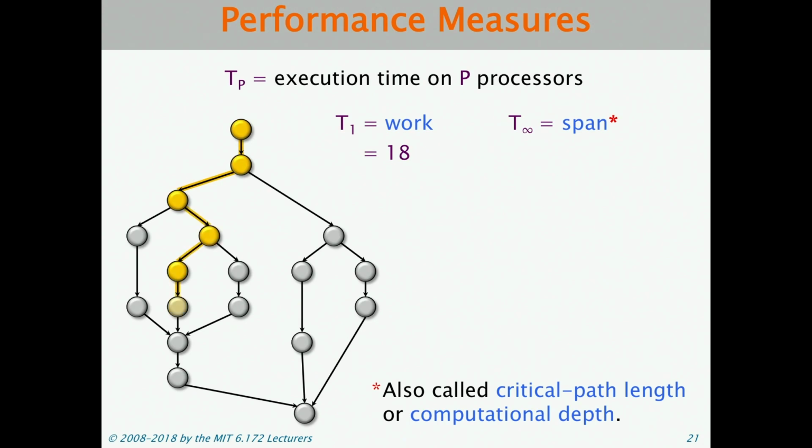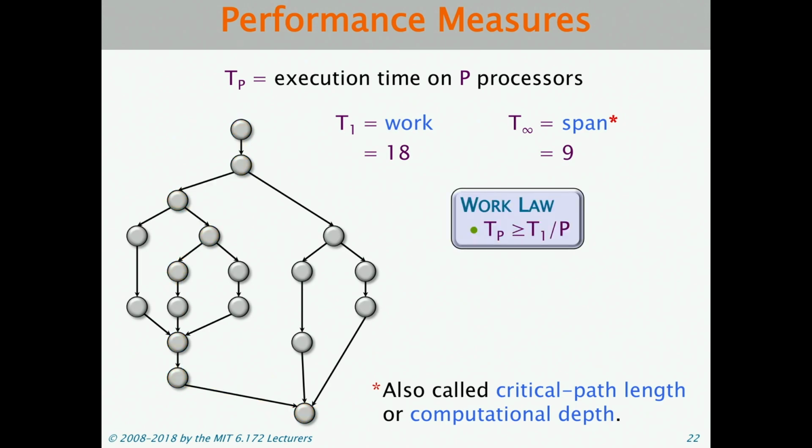So one of the students answered 9 earlier. And this is actually the span of this graph. So there are 9 nodes along this path here, and that's the longest one you can find. And we call this T of infinity because that's actually the execution time of this program if you had an infinite number of processors. So there are 2 laws that are going to relate these quantities.